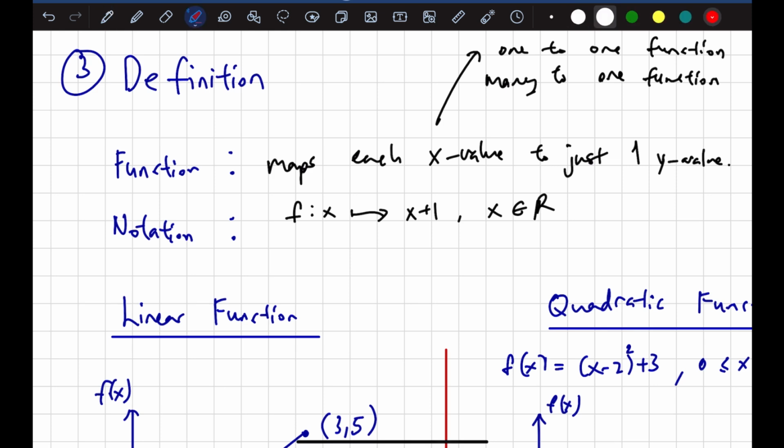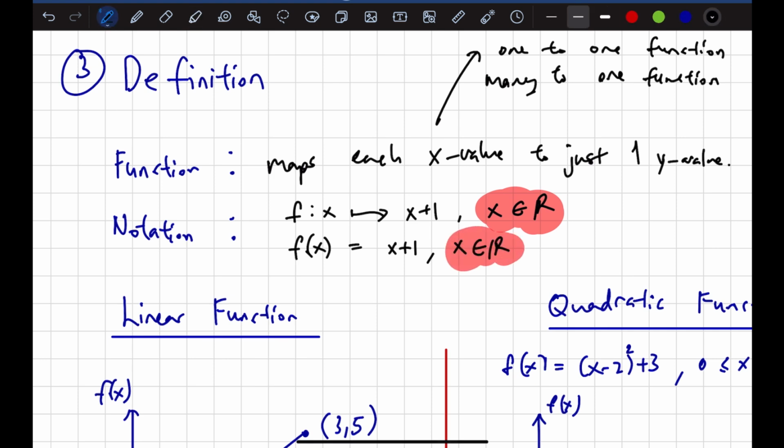Now, don't worry about this part. I'll explain to you what this means. And another way to write functions, we just say f(x) equals x plus 1, where x belongs to real numbers. Again, both mean the same thing. Either way, they mean the same thing. Okay, so then what is this part at the back?